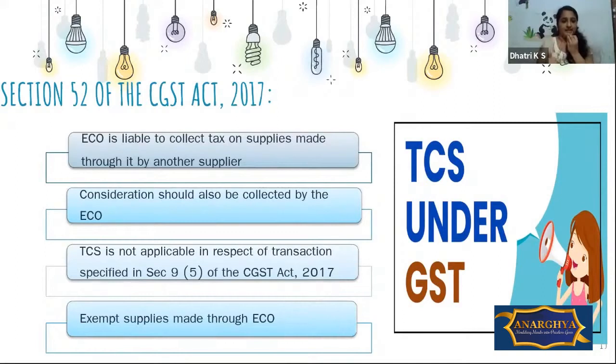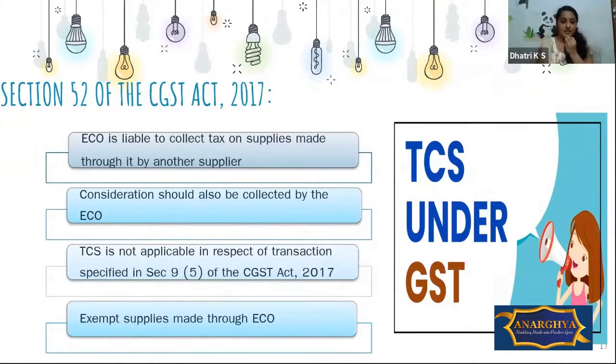First point is that the electronic commerce operator is liable to collect tax on supplies made through it by another supplier. So, to be considered under Section 52, it is important that the person is supplying goods or services through an electronic commerce operator by another supplier. As said earlier, if I take the example of Titan, if Titan is selling watches on its own website, then this section is not applicable. However, if it is selling goods through Amazon, then Amazon is liable to collect taxes.